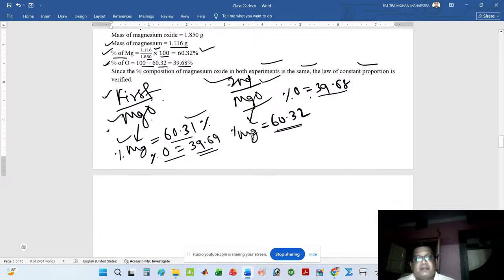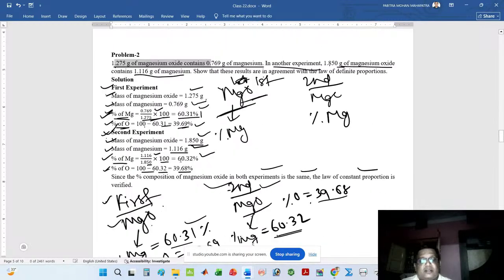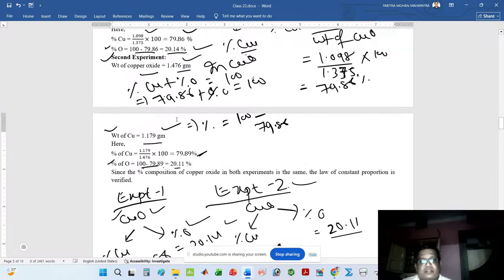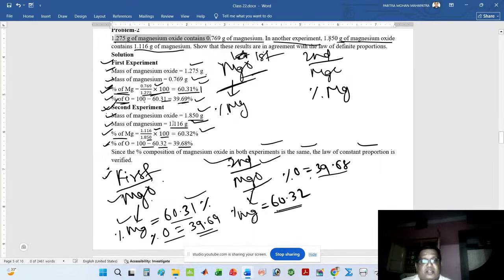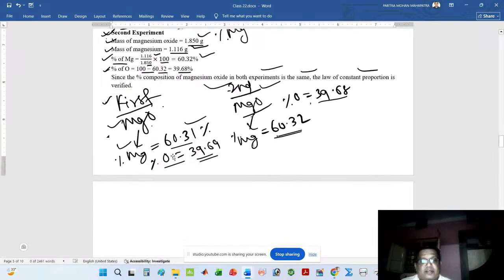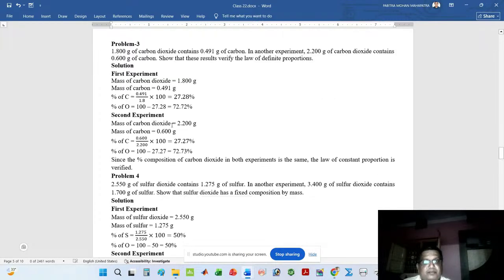The first problem belongs to copper oxide. The second problem belongs to magnesium oxide. Next, move to problem number 3. Here carbon dioxide is given. Here also two methods are given. Here also your target is to verify whether the law of definite proportion is proved or not.